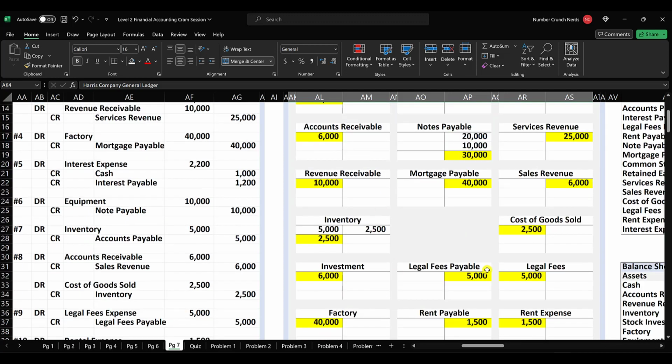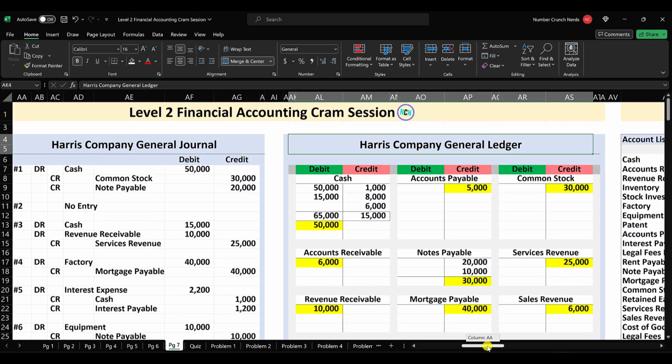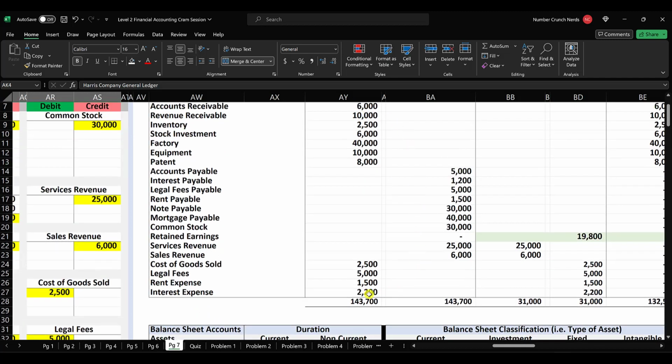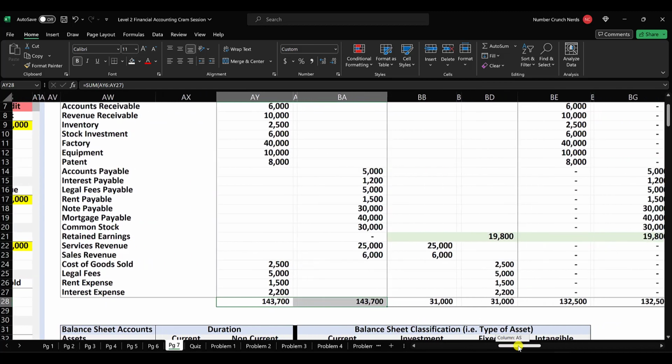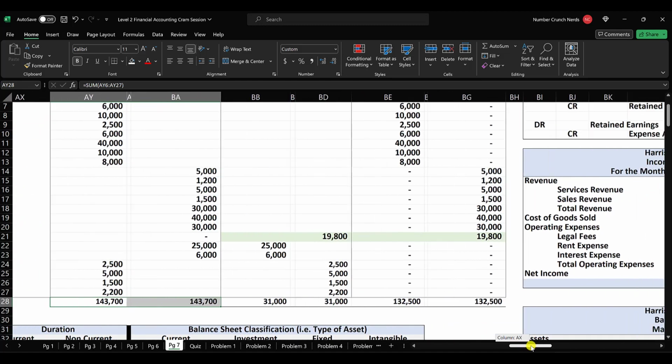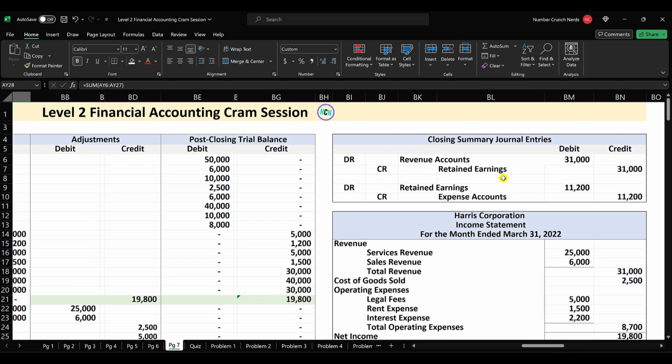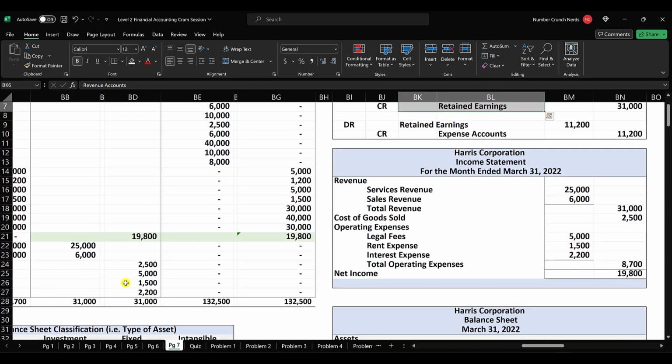Once every balance in the general ledger is determined, then you go over here. You create the trial balance. Make sure it balances. If it doesn't, go back and figure out what you did wrong. If it does, we keep moving. The next step is to do the closing entries. I did them in two ways for you. One, we did them here in journal entry format. Two, we did them in column format.